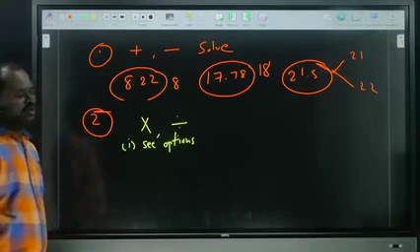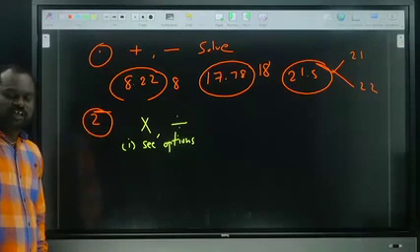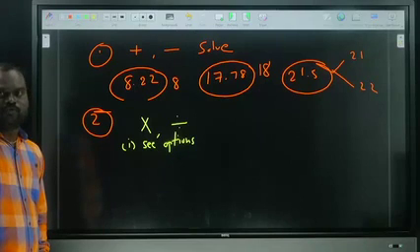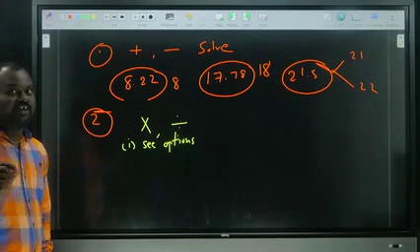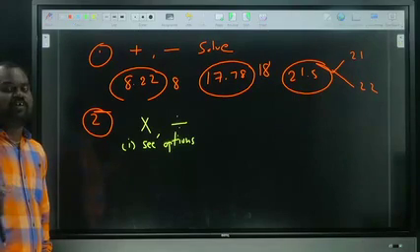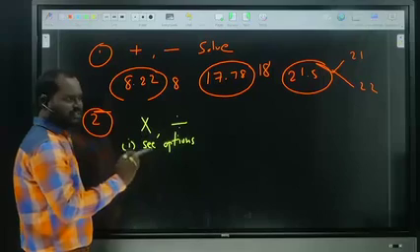Whenever multiplication and division symbols are in the problem, first don't solve, see the options. That means whenever you see the options, if the gap from one option to another option is more, if the distance, the gap, is more, then we can solve.